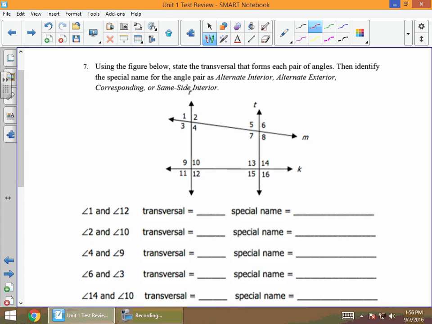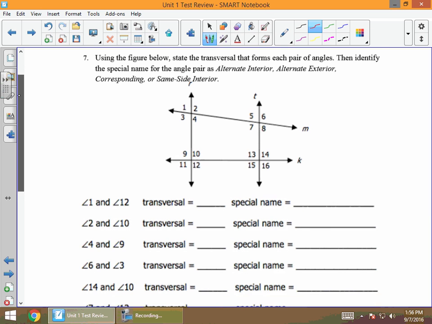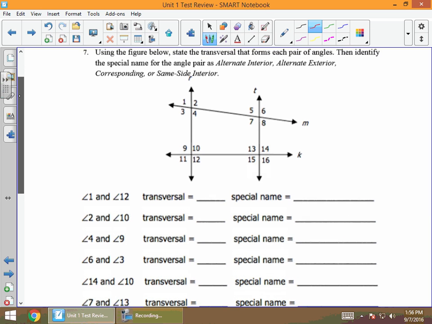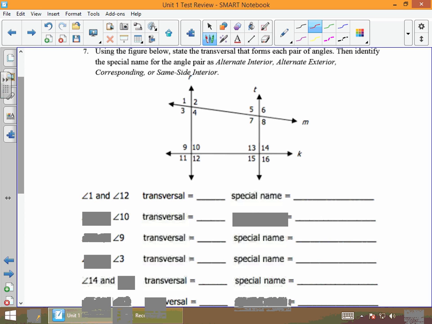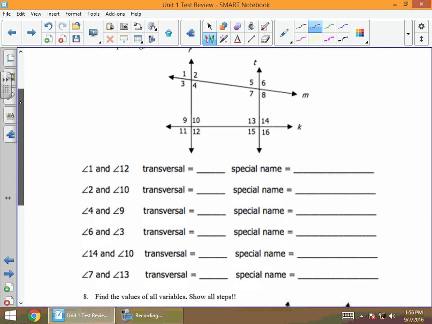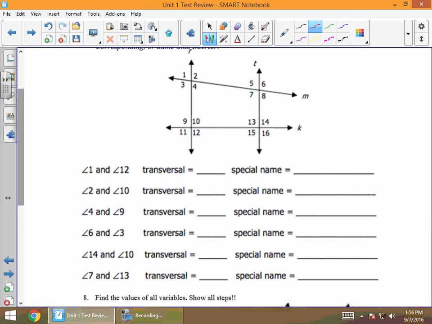Number 7 says, using the figure below, state the transversal that forms each pair of angles. So we want to state the transversal and then give its special name. You will notice I am going to abbreviate a little bit, alternate and exterior and interior and corresponding and some of that kind of stuff. But if you need to write them all the way out, go right ahead.